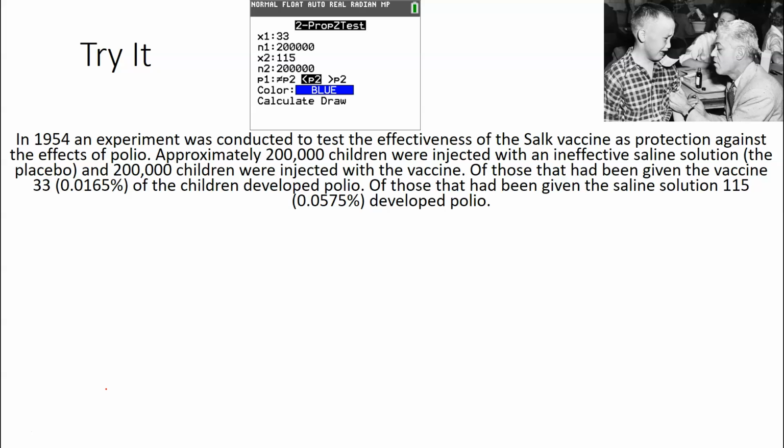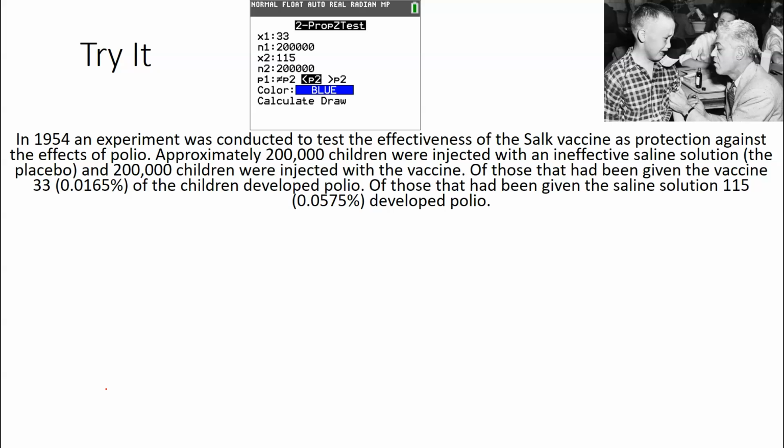All right, I've got one here that I want you to try. And I've got numbers here for you. The percentages are written there, but it has to do with the polio vaccine and whether or not the polio vaccine actually reduced the number that were getting polio. So in 1954, an experiment was conducted to test the effectiveness of the Salk vaccine as protection against the effects of polio. Approximately 200,000 children were injected with an ineffective saline solution. That was the placebo. 200,000 were injected with the vaccine.